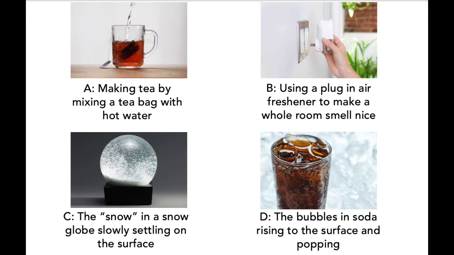Which of these is an example of diffusion? Making tea and using air freshener are both examples of diffusion. In both cases, the molecules spread out naturally until they've reached equilibrium.